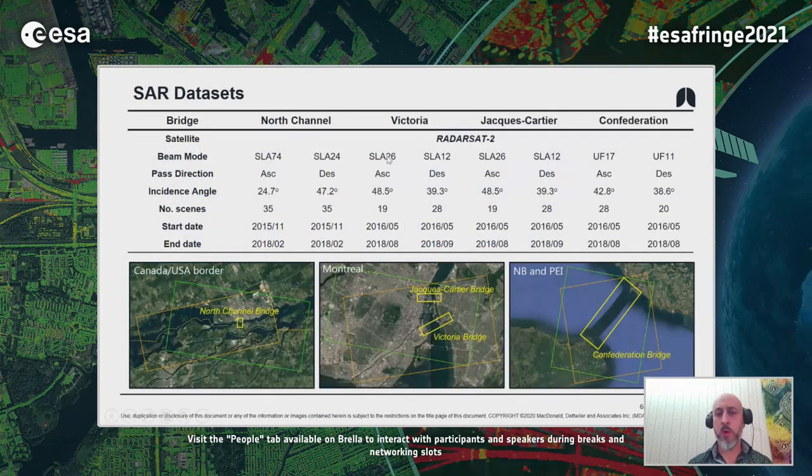And here is just an overview of the SAR data sets. We mostly use spotlight imagery from RADARSAT-2 from opposite viewing directions. We have pre-major stacks. For the Confederation Bridge, we needed to use ultrafine since the spotlight scene couldn't cover the entire bridge length. So we moved to ultrafine. It has around 3 meters resolution.